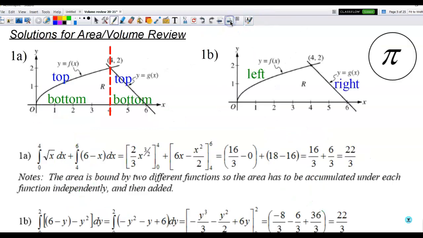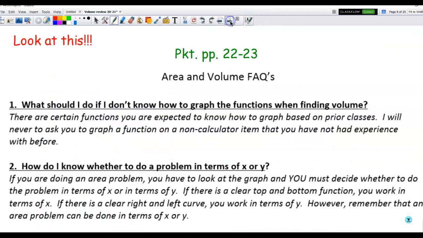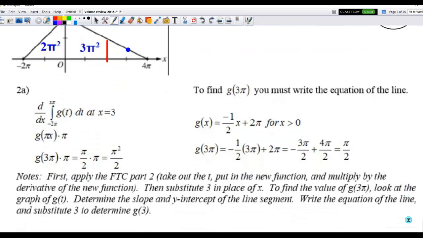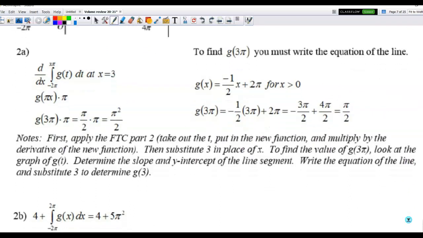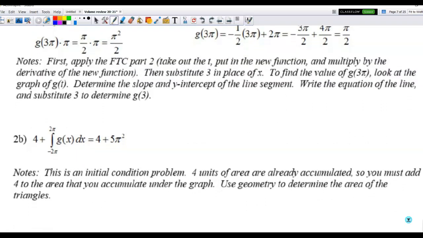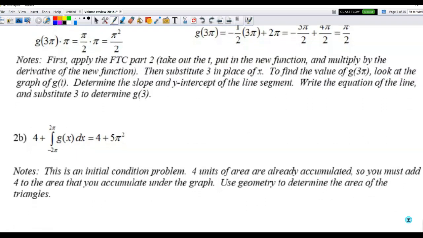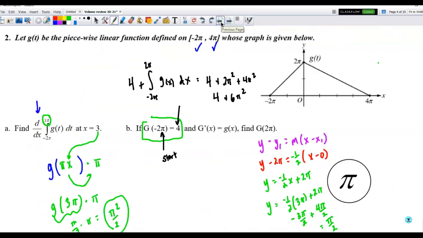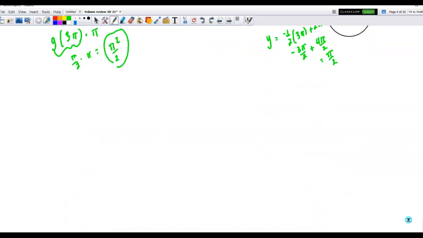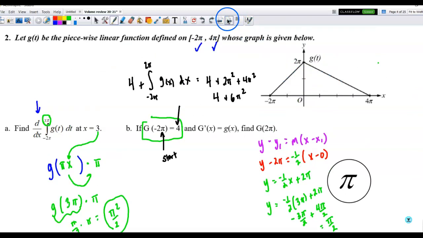All right, let's see if I agree with myself on these 2 last ones. So number 2, yep, pi squared over 2, and for letter B, I said 5 pi squared. Interesting. 4 plus 5 pi squared versus what did I get? 4 plus 6 pi squared. I agree with this. I think it's 4 plus 6 pi squared. I think I have an error. I don't think I made any calculation errors. So 4 plus 6 pi squared. Good thing I took a look at that. And that's review number 1.